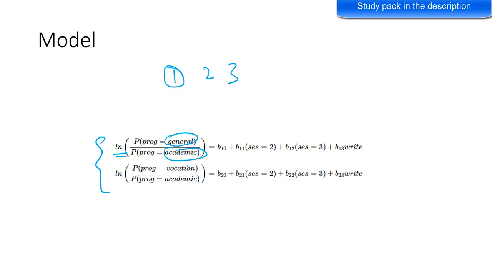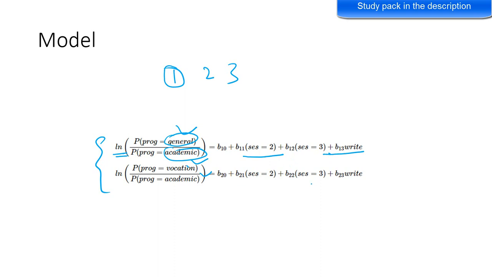Okay, so we're trying to find out the log odds of somebody choosing the general stream over academic, and the second model is about the log odds of someone choosing the vocational degree with respect to the academic degree. And that's a linear function of different parameters. We've got two independent variables: one is the socioeconomic factor, and the other is the ability to write.